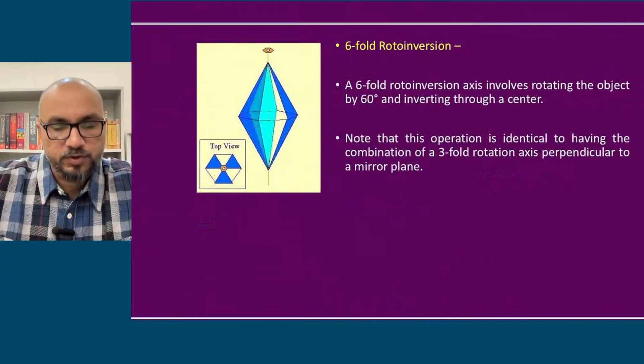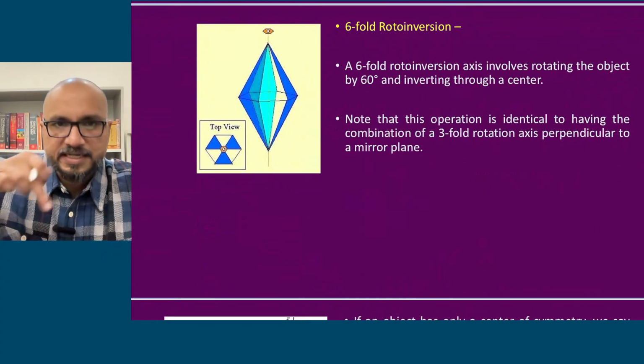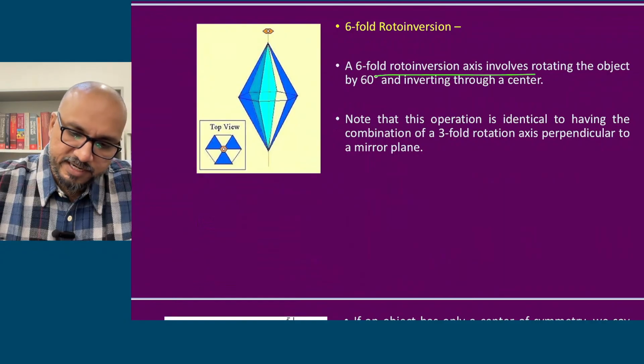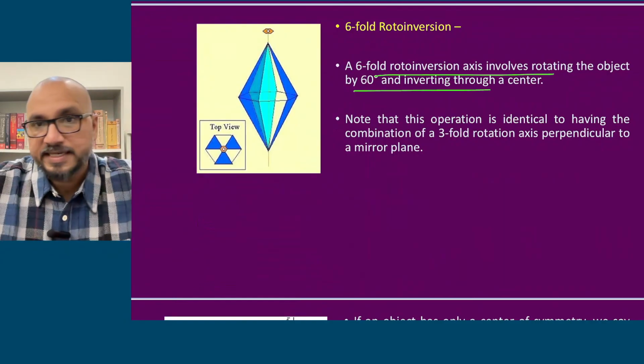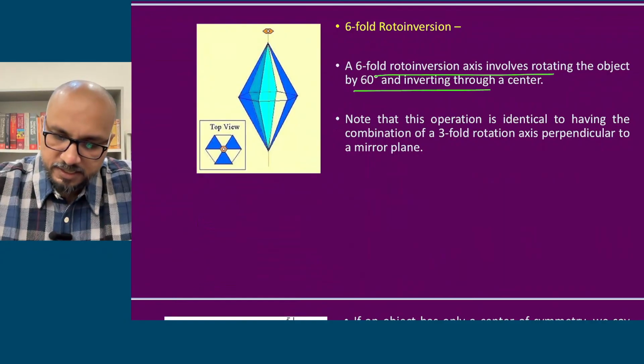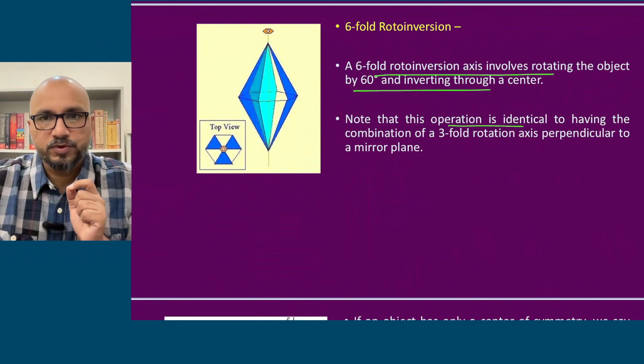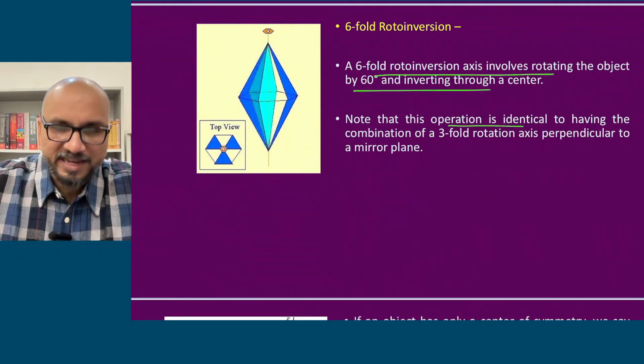Then you have six-fold roto inversion, meaning rotate by 60 degrees and invert. So a six-fold roto inversion axis involves rotating the object by 60 degrees and inverting it through the center. Note that this operation is exactly identical to the three-fold roto inversion, it is the same as that, but here we have more faces.